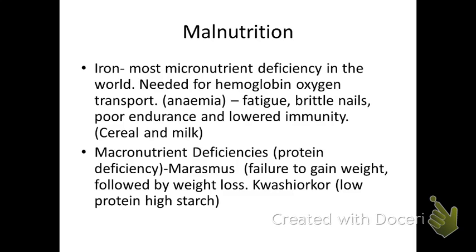Okay, now another malnutritional problem that's huge in our world is iron deficiency. Iron deficiency leads to anemia. Anemia is very common. Iron is needed in our hemoglobin to transport oxygen throughout our body. Where do we get iron from? Well, besides meat, which is a huge source of iron, we can also get iron in cereal and in milk, which we're working on.